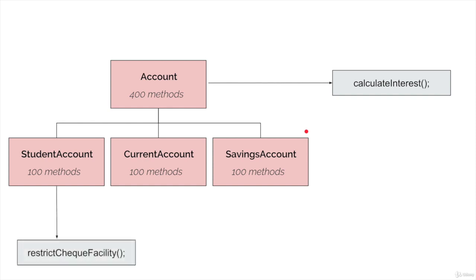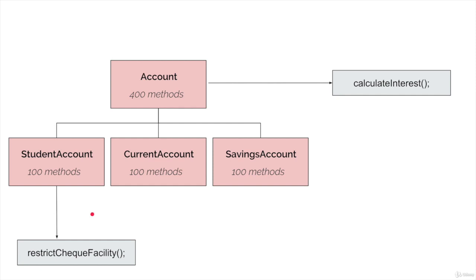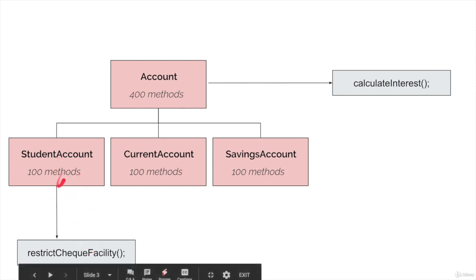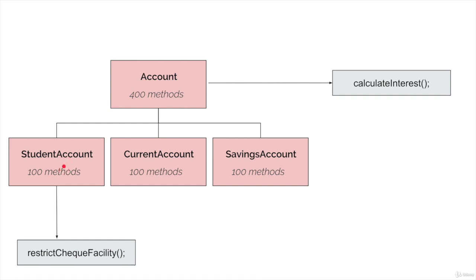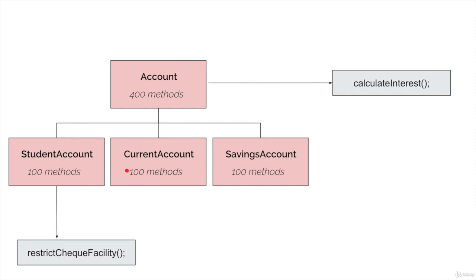And some child specific method, like for example restrict check facility. If your bank doesn't provide check facility to the student account, you can have a restrict check facility method in the student account, but it's not applicable to current account and savings account, so you don't need to move this method to the parent class. So this is how you decide which method you should include in the parent class and which method you should have in the child class.